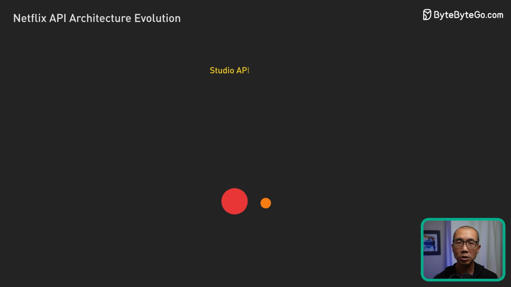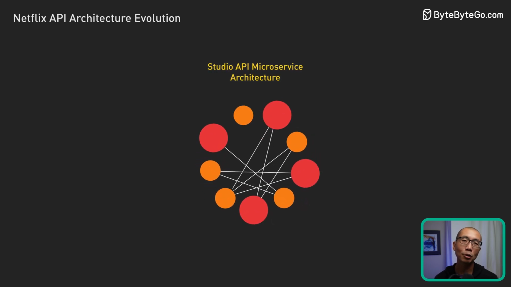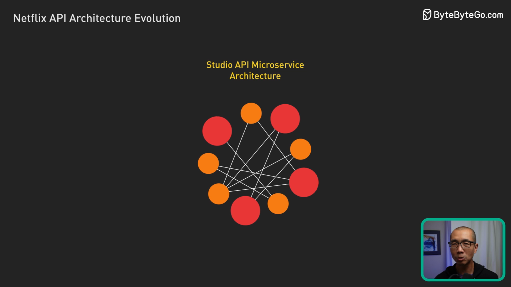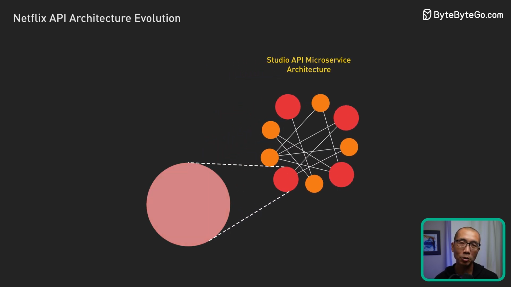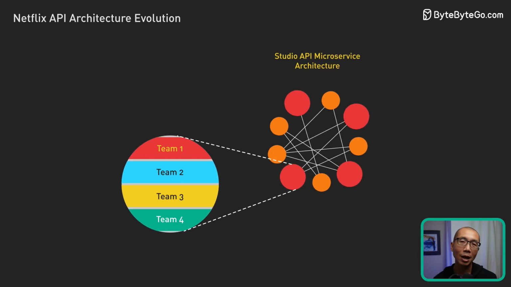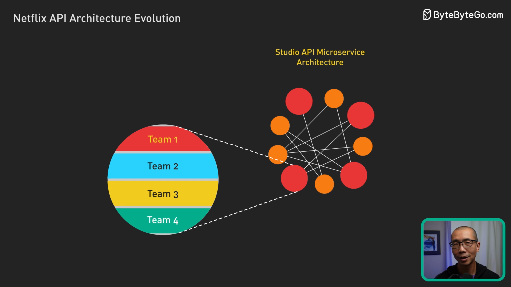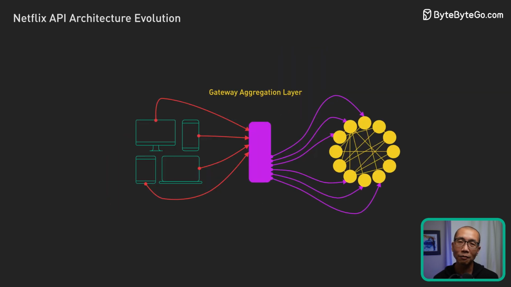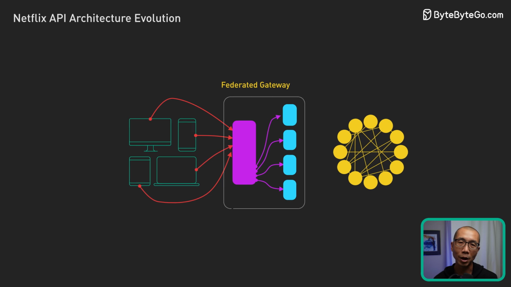The gateway aggregation layer was supposed to bring order, but instead it became the new monolith as the team grew and services multiplied. As the number of developers grew and domain complexity increased, developing the gateway aggregation layer became increasingly difficult. To resolve this, Netflix turned to GraphQL and introduced the federated gateway.